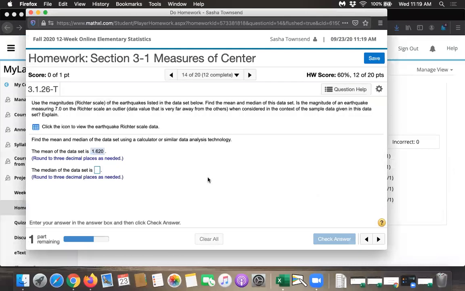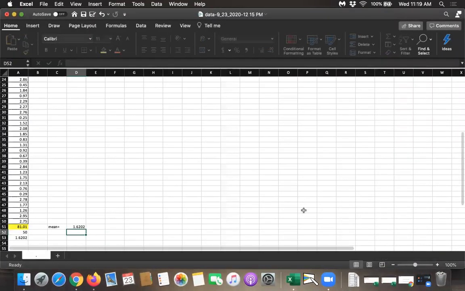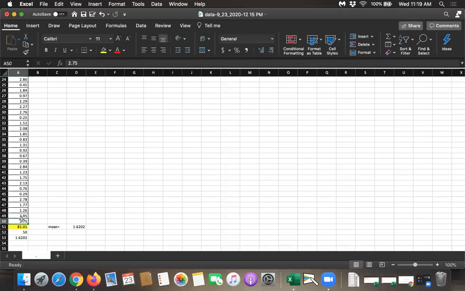Okay, they like that. Then we're asked to find the median of the data set, rounded to 3 decimal places as needed. So let's go to our data again in Excel. If you've got 50 values, since they're an even number of values, the median is the mean, what we would traditionally call the average, of the two values in the middle. Half of 50 is 25. So entries 25 and 26 are the two values in the middle. So we'll add those together.